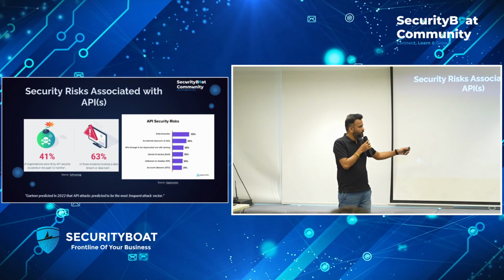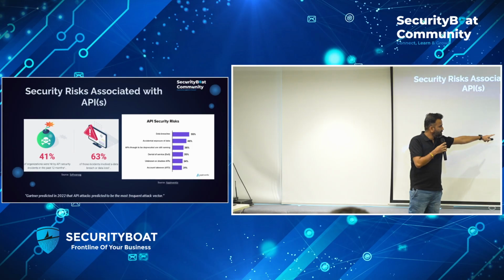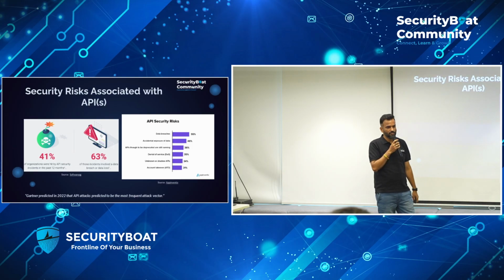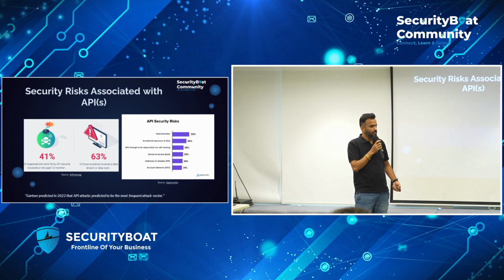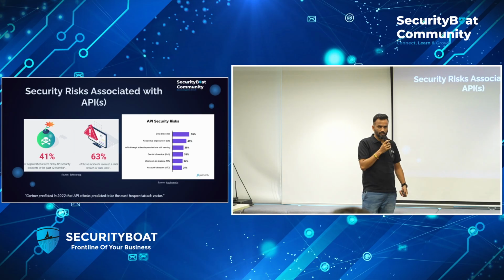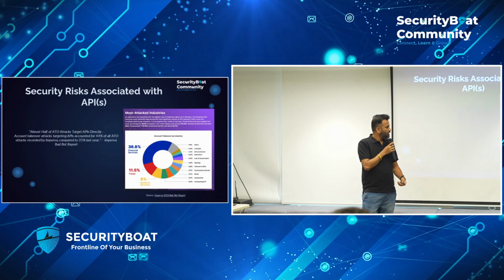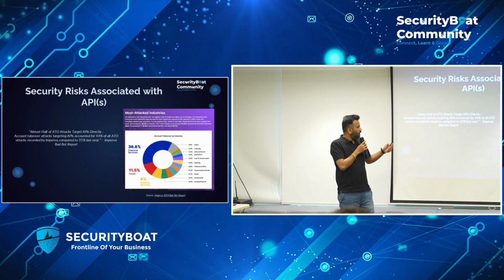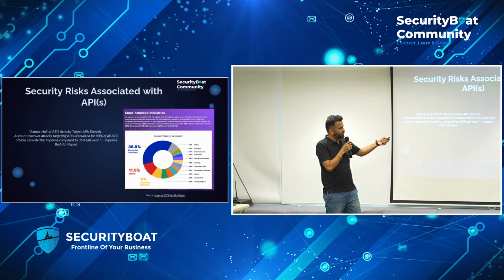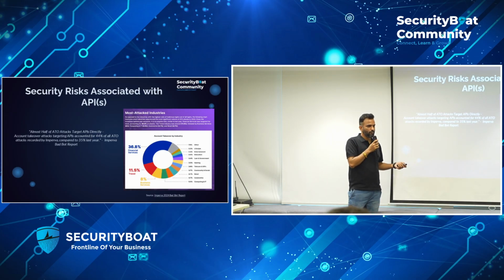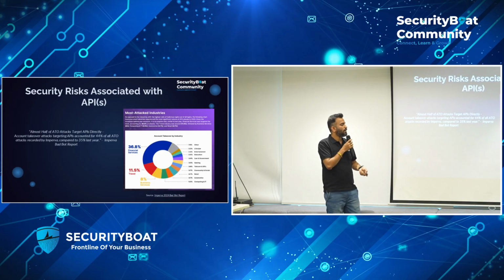And this is one more: if you see the most attacked industry, 36.8% is financial services. That's the reason we are covering this topic here, because the most vulnerable industry is financial services. Almost half of ATO, account takeover attacks, target APIs directly. Account takeover attacks targeting APIs account for 41% of all ATO attacks recorded by Imperva. Imperva also released a bad bot report, and they identified that 44% of ATO attacks were through APIs.